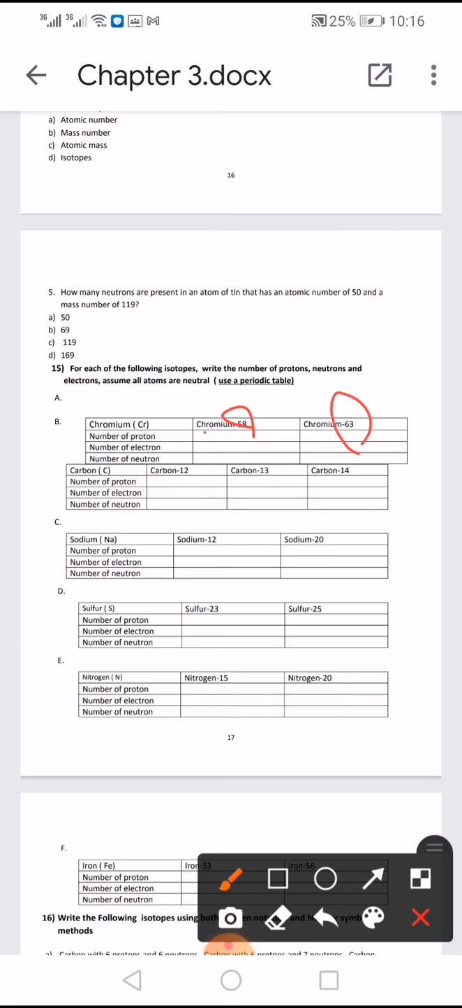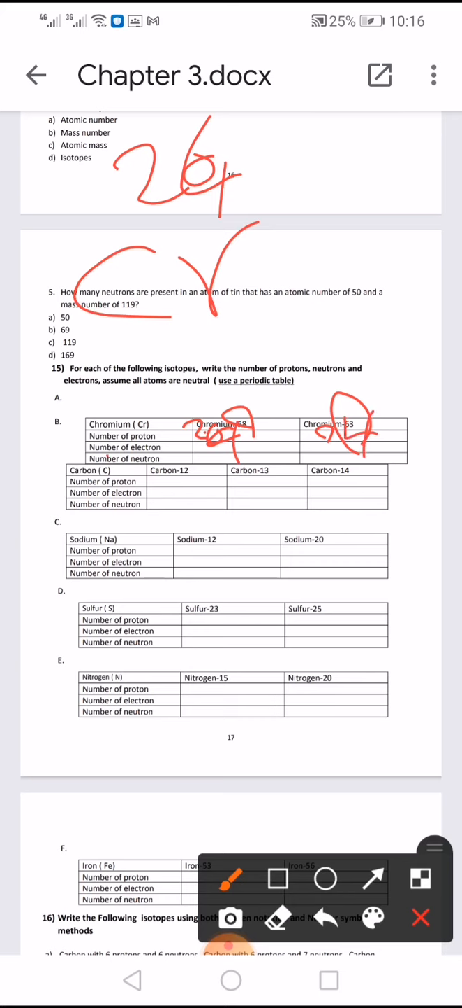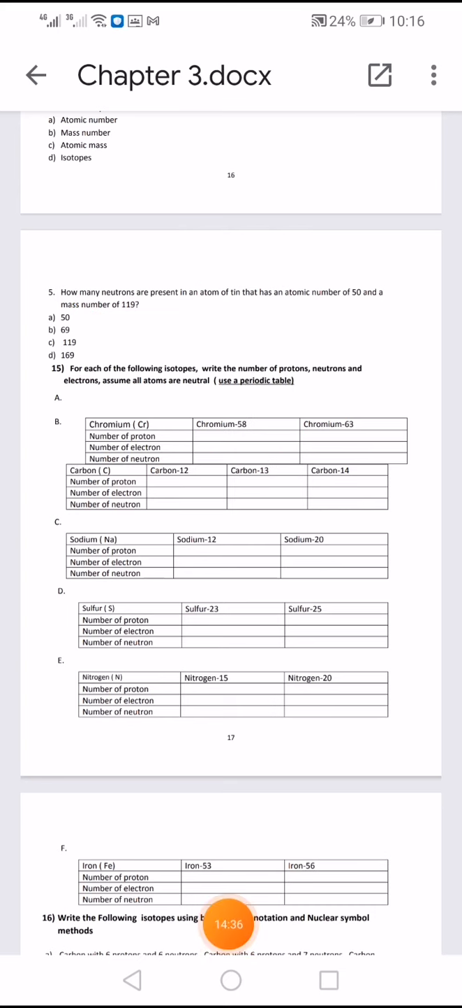To get the number of protons, we should look in the periodic table and find the atomic number. The atomic number of chromium is 24, so the number of protons is 24, here and also here. For the number of electrons, I said before that the atom is neutral, so the number of protons equals the number of electrons. So here 24, and here 24.